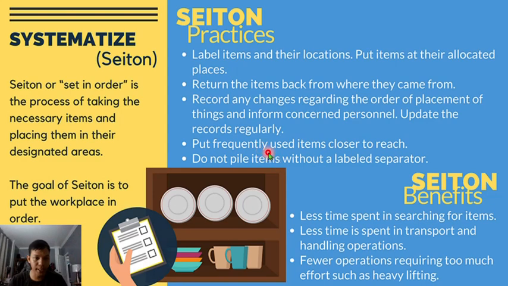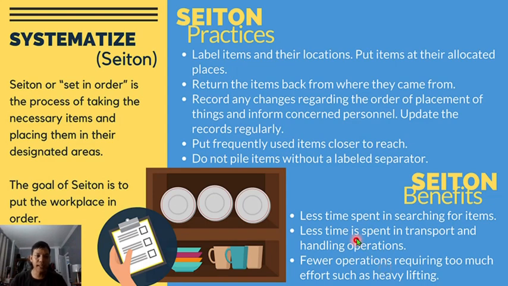Number four, put frequently used items closer to reach. There are items that we will use frequently, and there are items that we will use only sometimes, once a week or once a month. So the items that are frequently used, we need to put closer to reach to easily get them. And then number five, do not pile items without a labeled separator. We need to put a labeled separator so that it is easy for someone to get the items he or she needs.